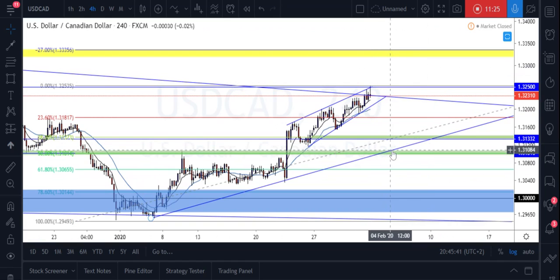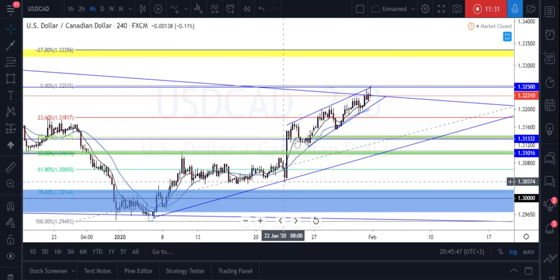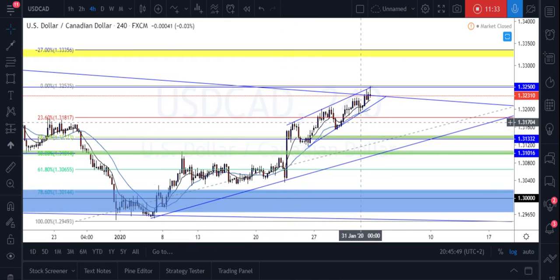If it does come to these lows over here, we know that price is still in an uptrend, because we can see we have a higher high, we have a consolidation, we have a higher high, and then if it comes down here, it will still be a higher low.